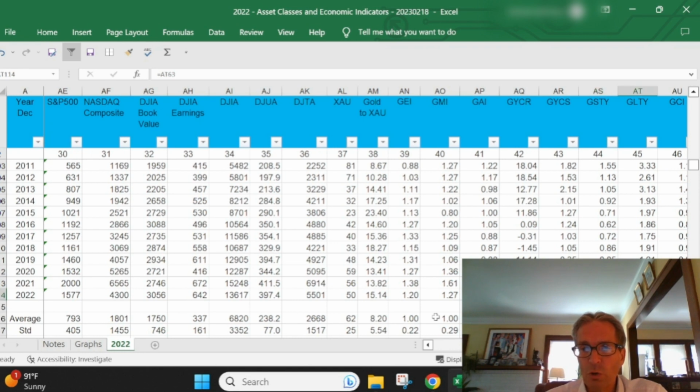So long-term yields, and basically what you can see here too is that short-term yields are still below the generational average, as is the long-term yield.